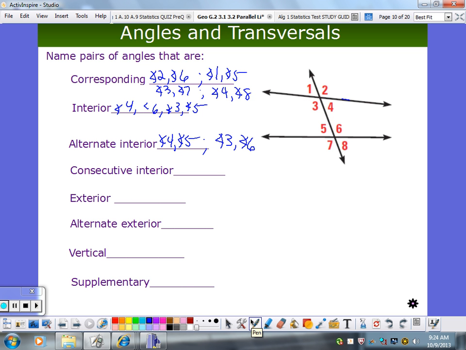How about consecutive interior? Consecutive or same side interior. Same way to say it. What do we get? 4 and 6. Do we have any others? Angle 3 and angle 5.